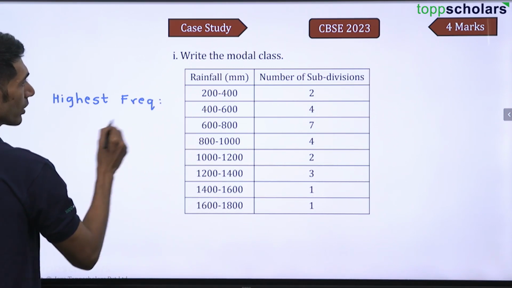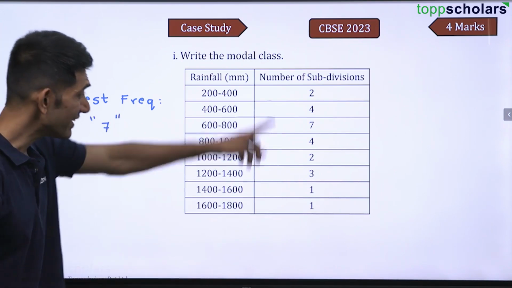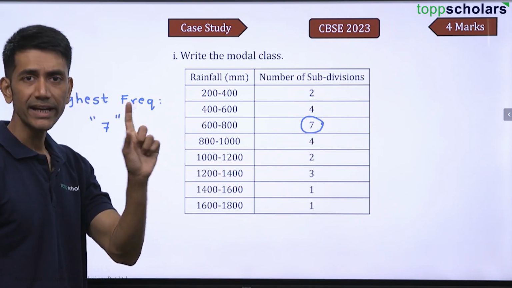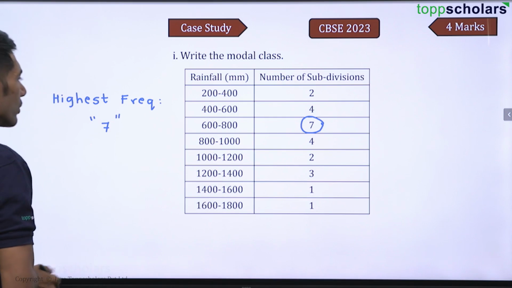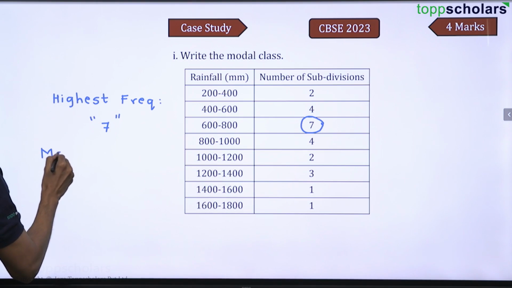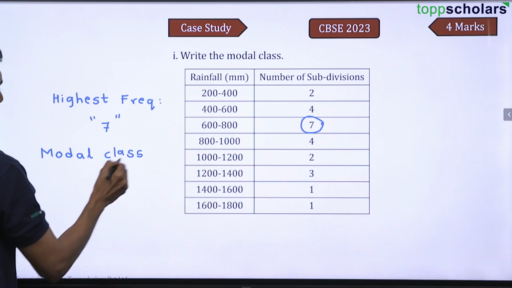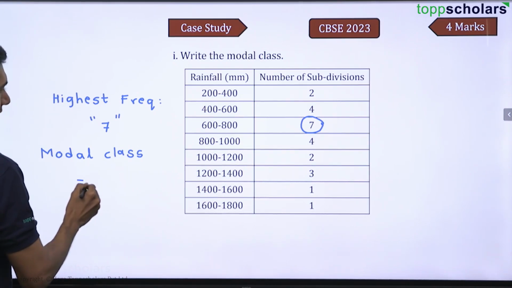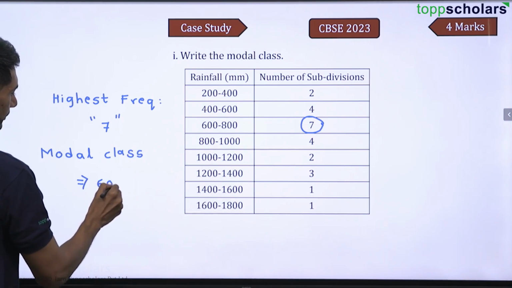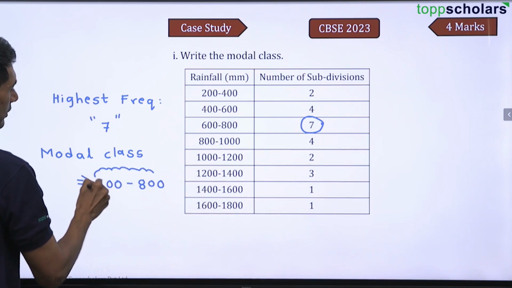So highest frequency is what? Can I say the highest frequency is 7? So in 7 subdivisions, what was the data recorded for rainfall? It was 600 to 800. So can I say the model class is 600 to 800? Now this was a simple question. So first question is done.